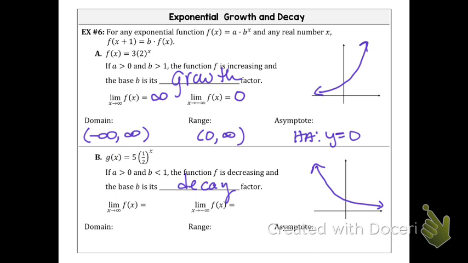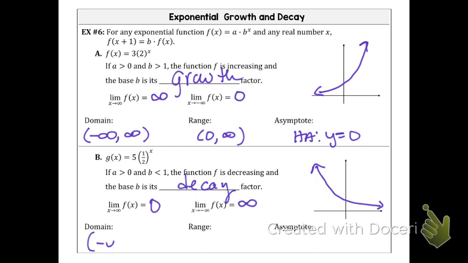So we can see the limit as x goes towards infinity of f of x, as we go to the right towards positive infinity, our graph is getting closer to that horizontal asymptote. And then the limit as x goes towards negative infinity, as I go to the left, my graph is going up to the left, so we're going to go up to infinity.